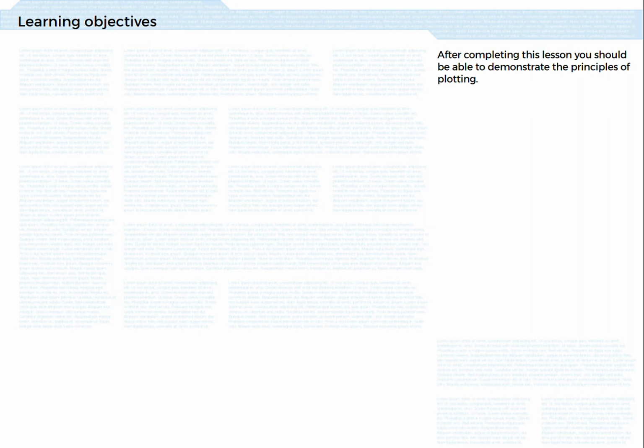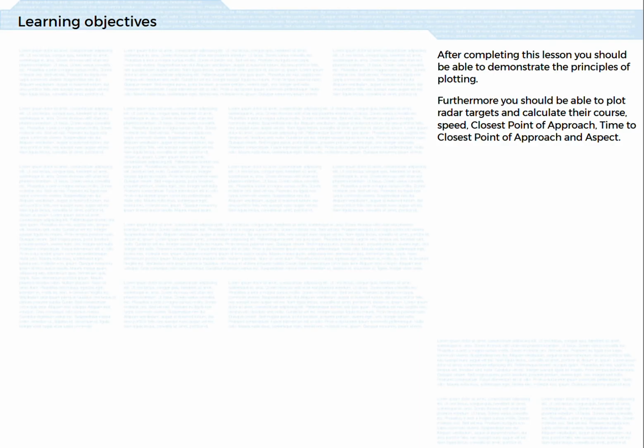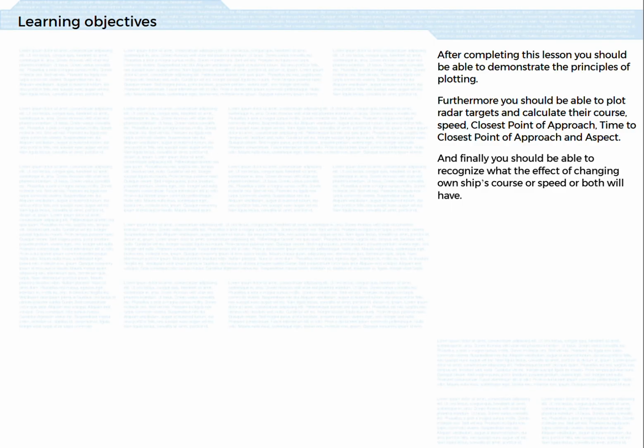In this lesson, you should be able to demonstrate the principles of plotting. Furthermore, you should be able to plot radar targets and calculate their course, speed, closest point of approach, time to closest point of approach, and aspect. And finally, you should be able to recognize what the effect of changing own ship's course or speed, or both, will have.